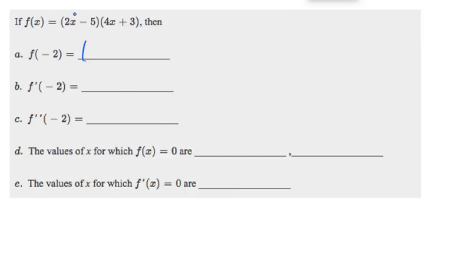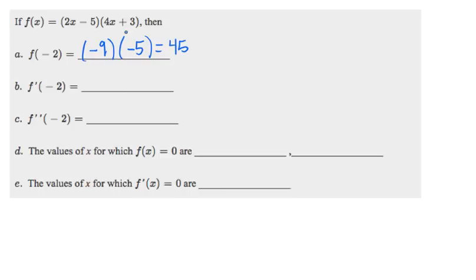So 2 times negative 2 is negative 4, minus 5 is negative 9, times 4 times negative 2 is negative 8, plus 3 is negative 5. So the product of negative 9 and negative 5 is positive 45.